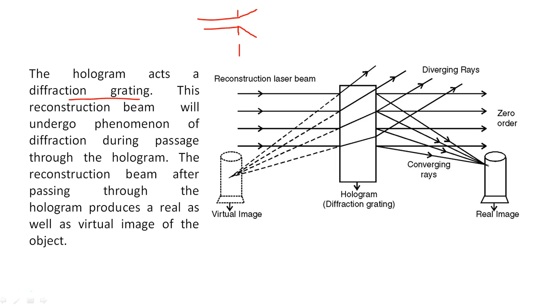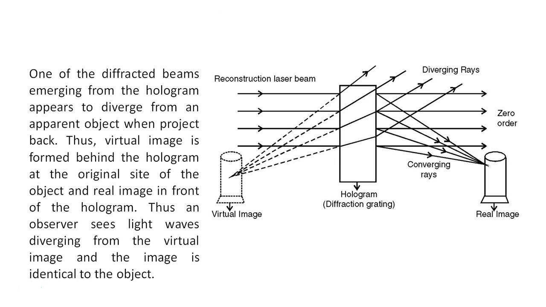So what happened in the recording process? Exactly, the bright and dark images are formed. These bright and dark images will act as opaque and transparent portions. This reconstruction beam will undergo the phenomenon of diffraction during passage through the hologram that I have explained earlier. The reconstruction beam, after passing through the hologram, produces a real as well as a virtual image of the object.